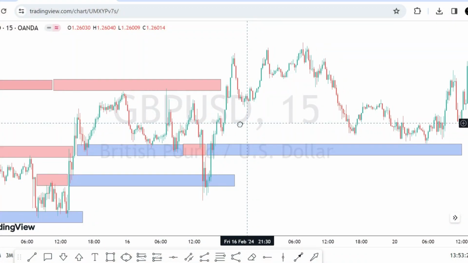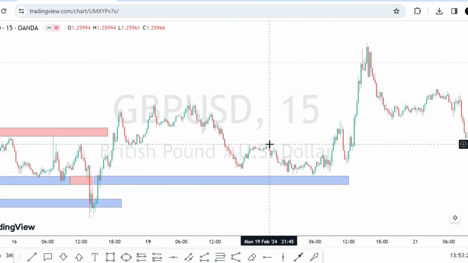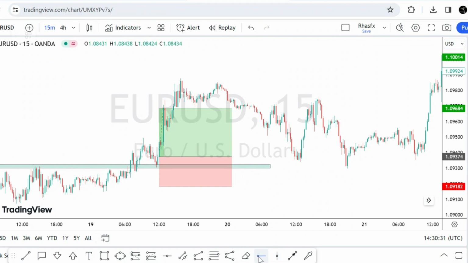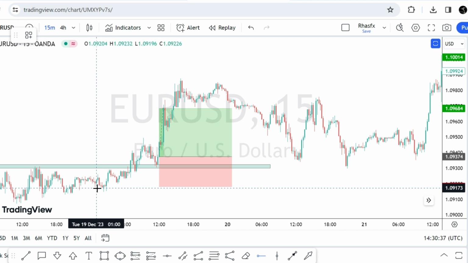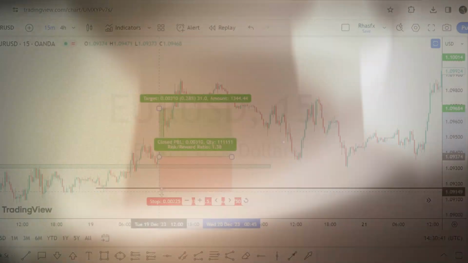Entry and stop placement. Traders often enter the trade after the retest confirms the breakout. Entry can be placed either on the retest candlestick pattern or after the retest has shown signs of holding. Stop-loss orders are typically placed below the support level for long trades, or above the resistance level for short trades, to limit potential losses if the breakout fails.